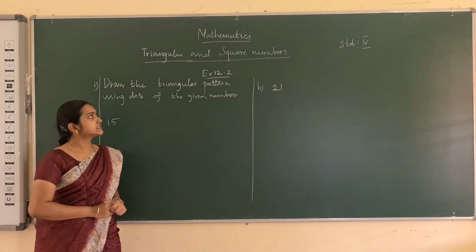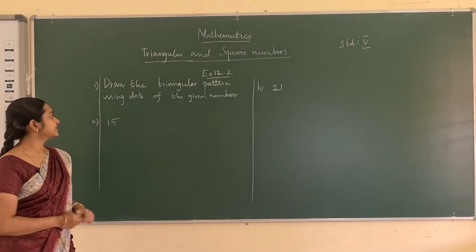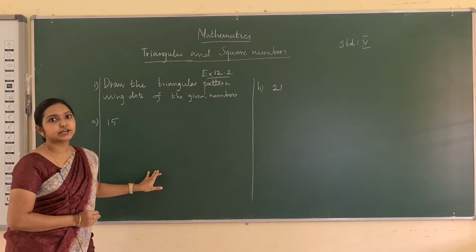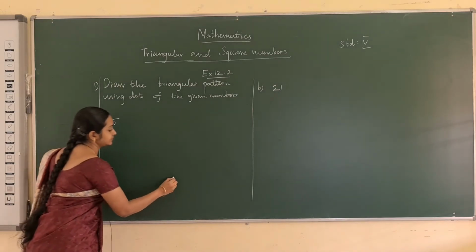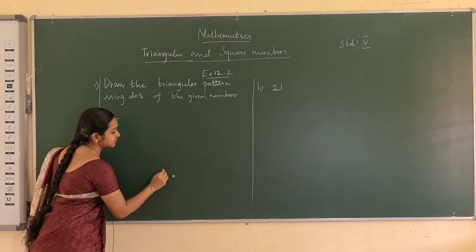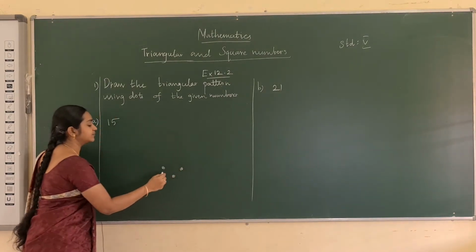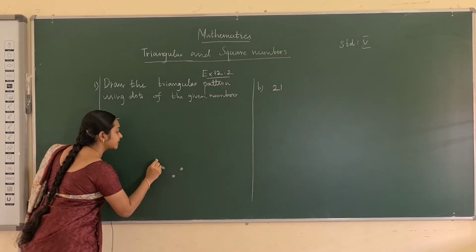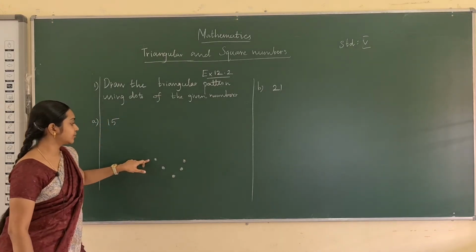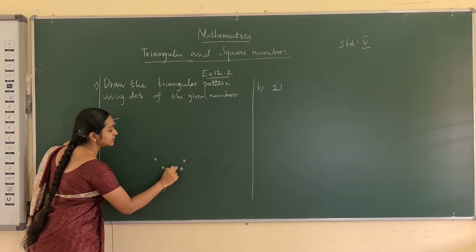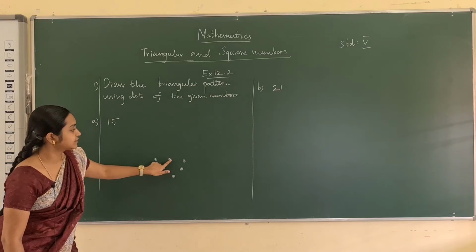Now we are going to solve exercise 12.2. The first problem is to draw the triangular pattern using dots for the given numbers. We are going to form the triangular pattern for the given numbers 15 and 21. Keep the first dot and keep the second dot a little bit away from the first dot, and it should be upwards. Next, while keeping the dots in the third row, you have to keep a dot in the center.